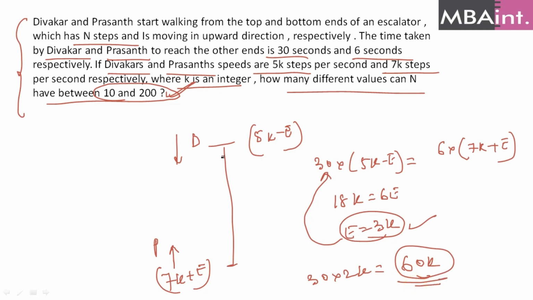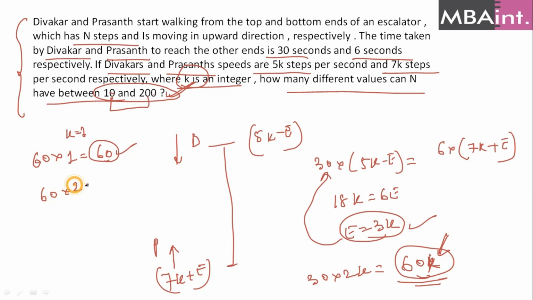Now they're asking how many numbers of steps are possible between 10 and 200, right? And k should be an integer. You cannot take k as a fraction here, and of course k won't be a negative integer, so it has to be a positive integer. So if I put 60 into k as 1, I'm getting 60 into 1, that is 60. Yes, it is possible because it's lying between these two limits.